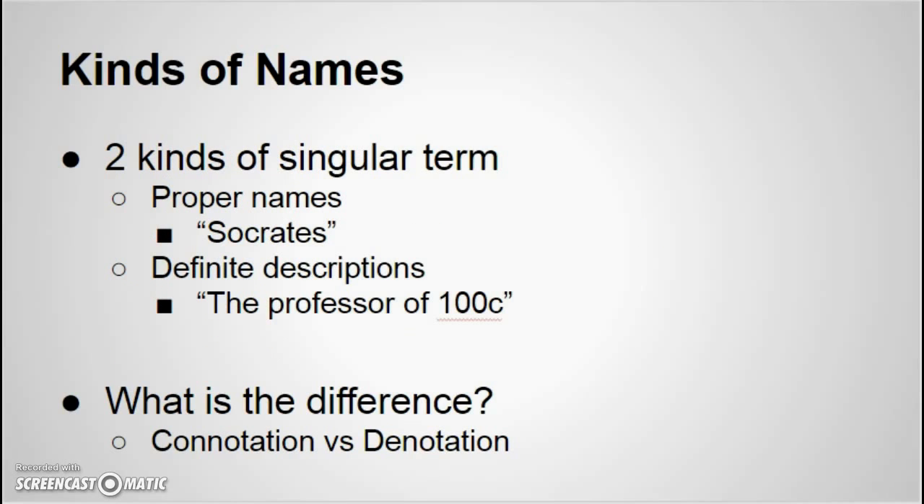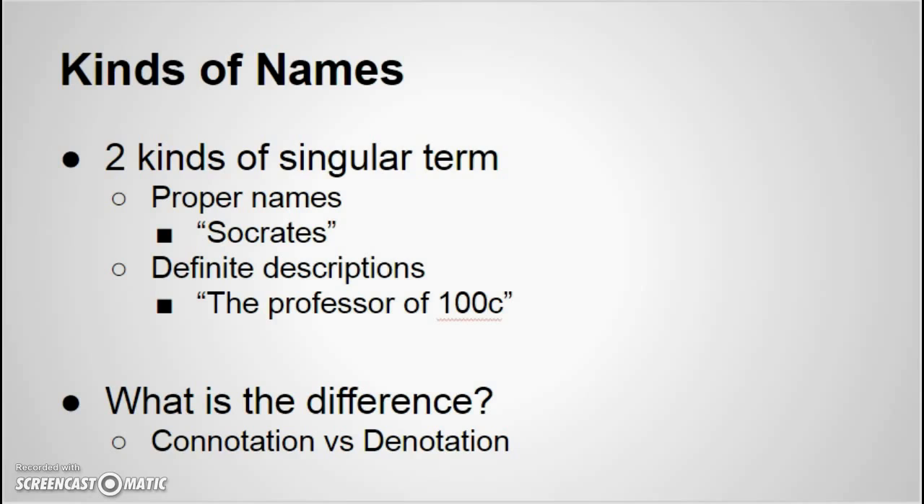Among the kinds of singular terms, Mill distinguishes between two different types, right? So we have proper names, names like Socrates and Nathan Salmon, or definite descriptions like the professor of 100C or the teacher of Aristotle, or Plato, I mean. And what's the supposed difference between these two different kinds of names?